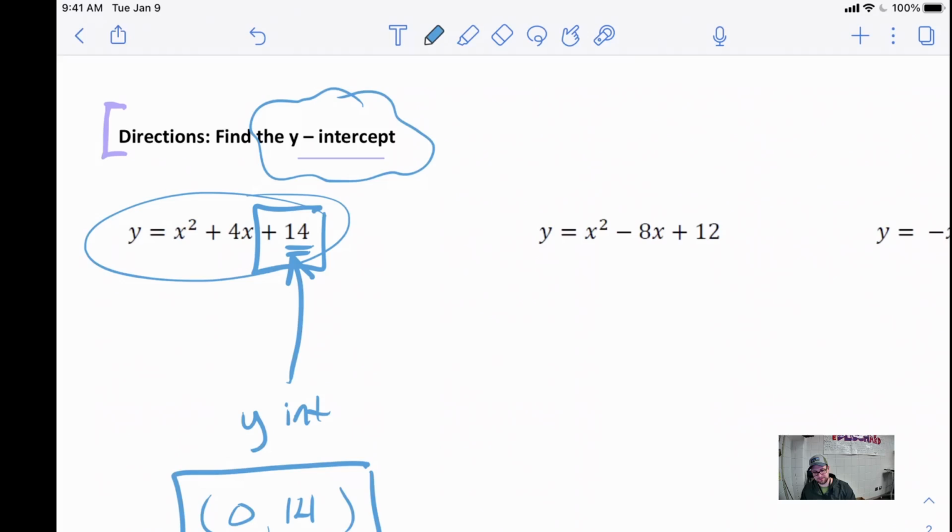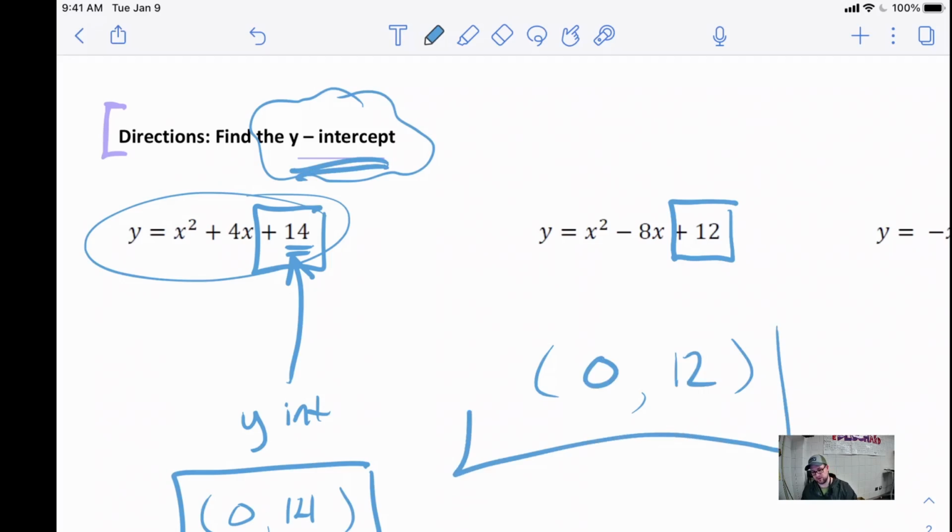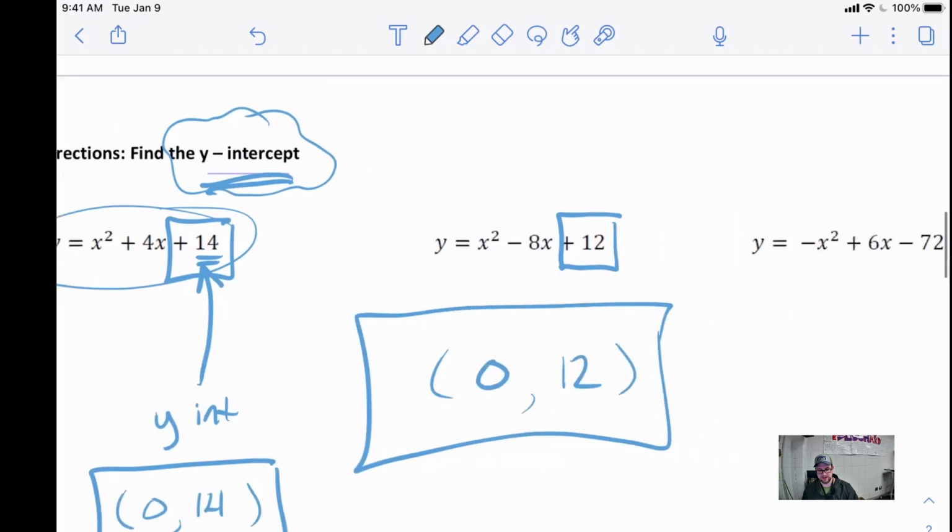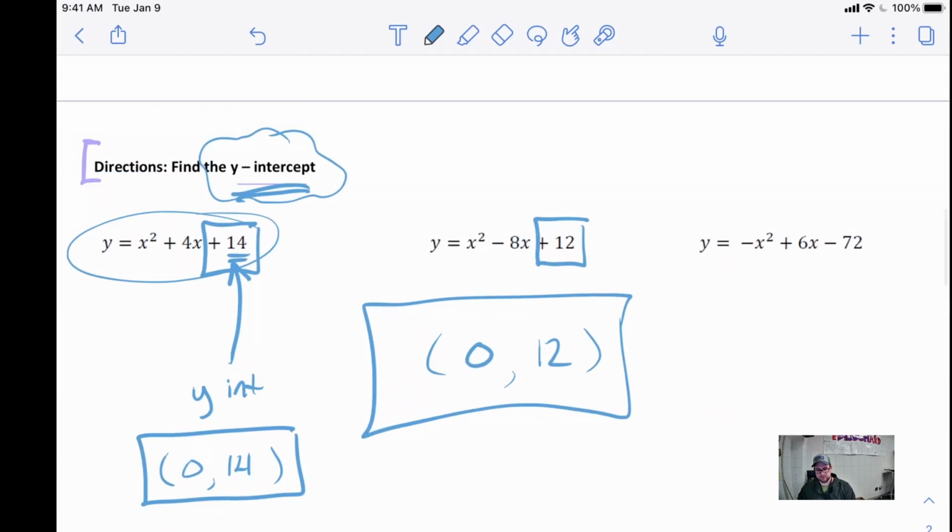On the next problem, here's our c value again. So that's going to be our y-intercept, so we're going to make our point. And for the y-intercept, the x value will always be 0. So our answer here will just be (0, 12). Now here's the last one. Negative 72, that's a big number, it kind of scares me, but it's okay, because we just need to write (0, negative 72), and we're done.